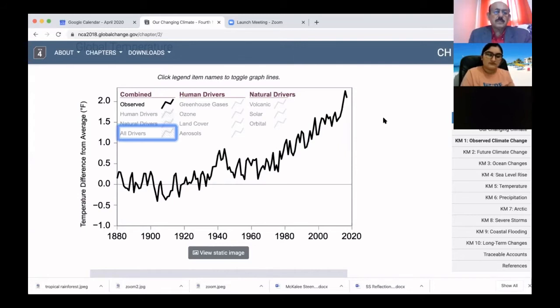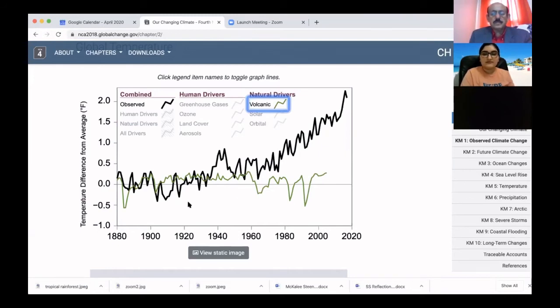So we can start by looking at the natural drivers. So something like volcanic activity. Okay, so yay, we can click and it comes on. So this green line now is telling us something about the contribution of volcanic activity to temperature. And what you can see here is that there are some instances where we've had big volcanic eruptions. They contribute to a decrease in global temperature because they put aerosols into the atmosphere. So some of these wiggles can definitely be explained by volcanic activity, but we don't really see the long-term trend.